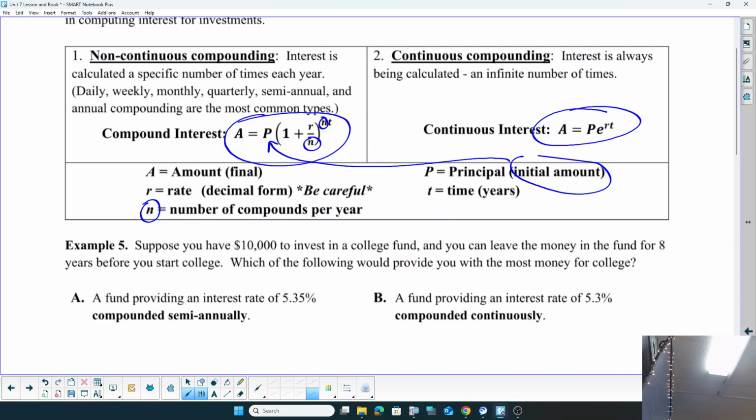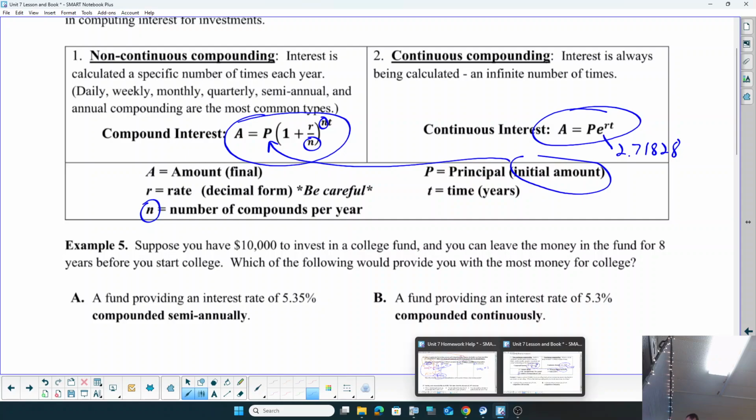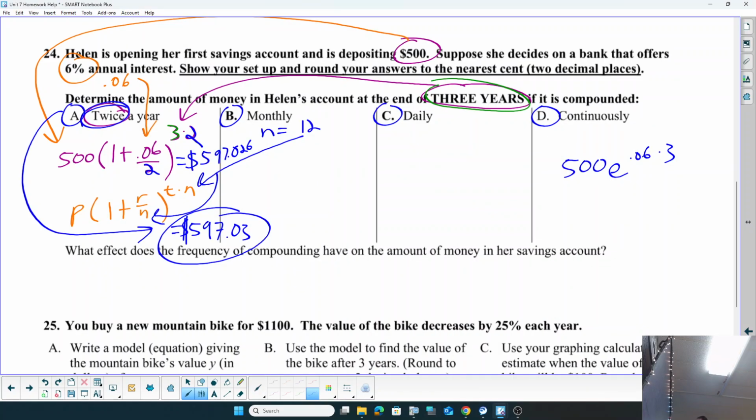So e to the rate times the t. So infinite number of times, and that's where e comes into play, 2.71828. Cool. Learn something new every day. So go ahead and plug that into your calculator to get the continuous compounding. Infinite compounding is not much more than doing it daily, actually. And so the higher the frequency, the more money you make.